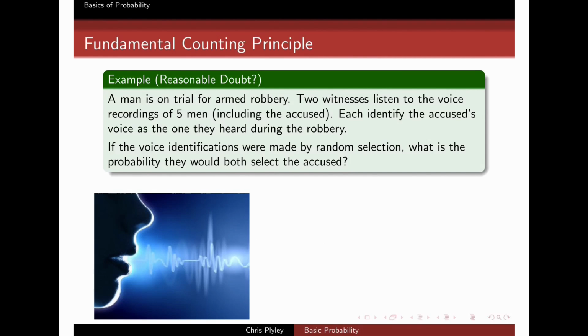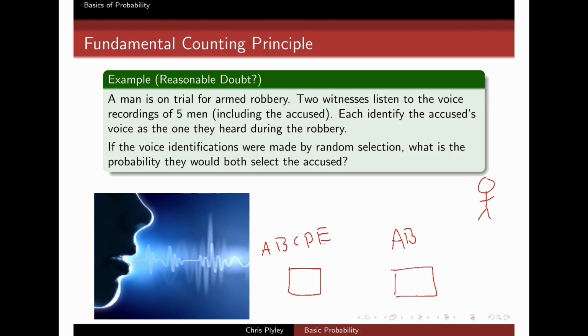So let me give you an example of how we might use the fundamental counting principle here. So let's suppose that you're on a jury or something like that, and you're presented with the following evidence. There's a man on trial for armed robbery, and the evidence against him is as follows. 2 witnesses who heard the man at the robbery were given a choice to listen to 5 different audio recordings, A, B, C, D, or E.